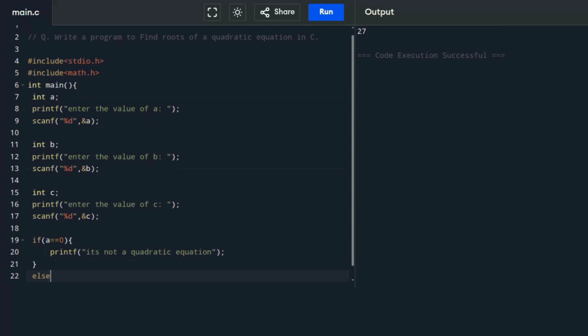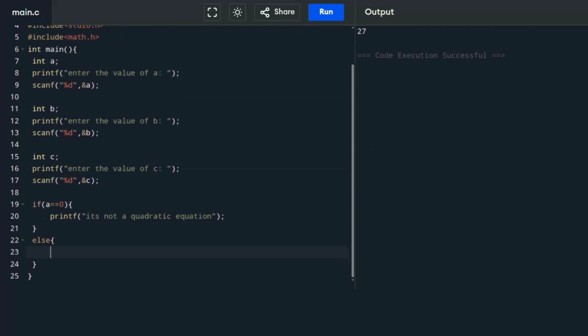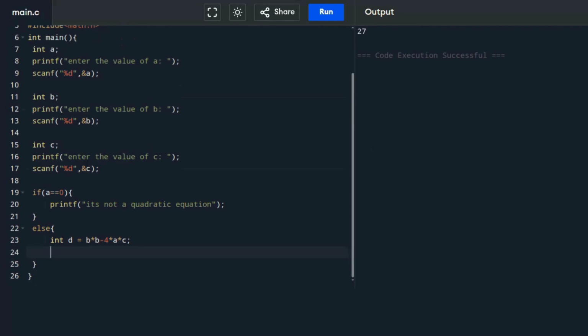So else, we will write int d is equal to b square, so b into b minus 4 into a into c. So this is my discriminant, which is b square minus 4ac. After calculating the discriminant, we will find the roots.